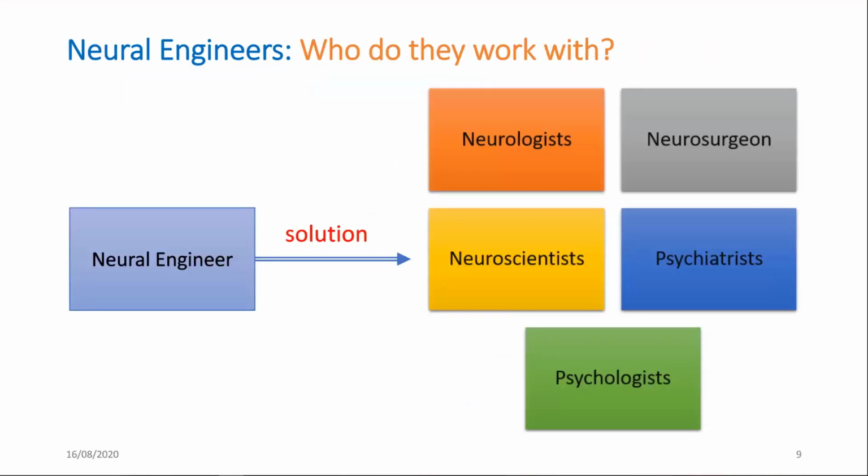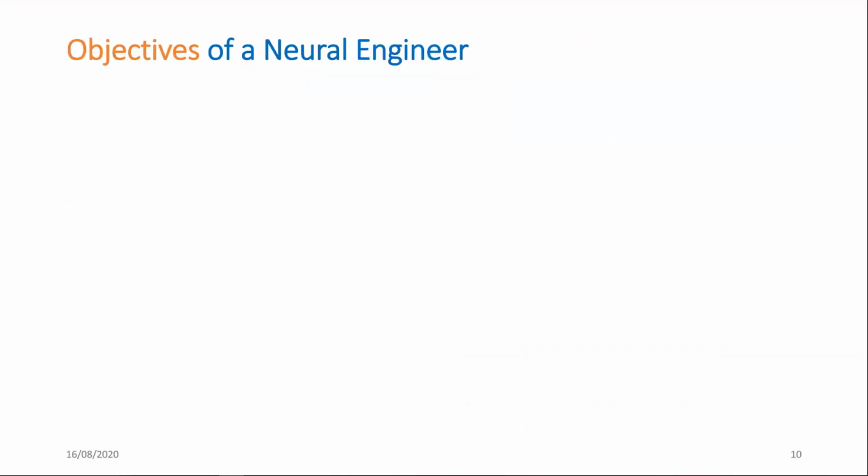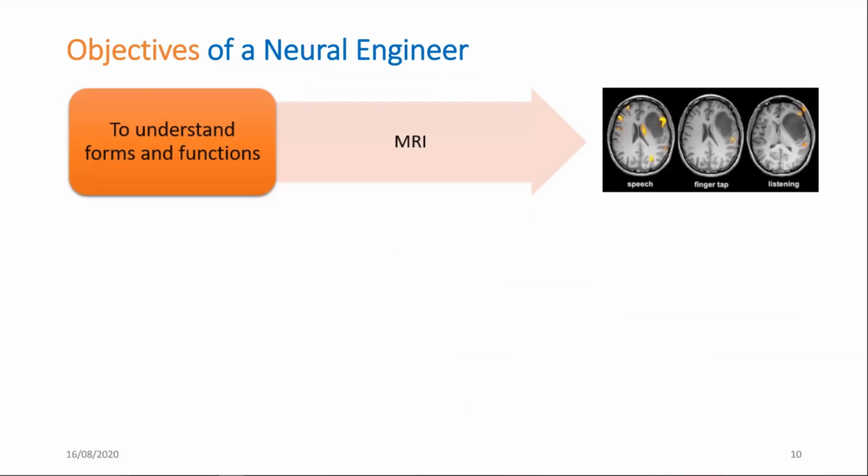Now, who are the neural engineers serving? Neurologists, neurosurgeons, neuroscientists, psychiatrists, and psychologists. And what are the kind of services they're going to provide, or what are the objectives of a neural engineer? To understand the form and functions of our brain.